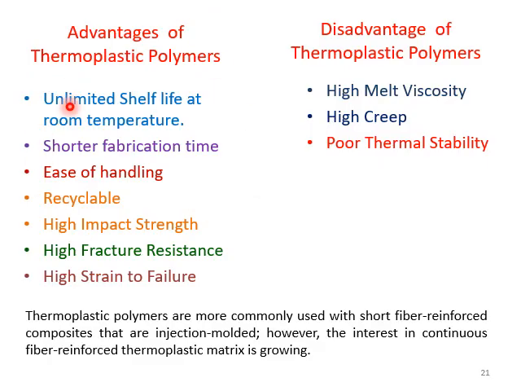So these are the advantages of thermoplastic polymers. Like they have unlimited shelf life at room temperature. We have seen that thermoset resin has limited shelf life at room temperature. Like if you take an epoxy and pour a hardener in it along with the fibers, it has to be kept under refrigeration if you are not planning to produce a composite immediately, right?